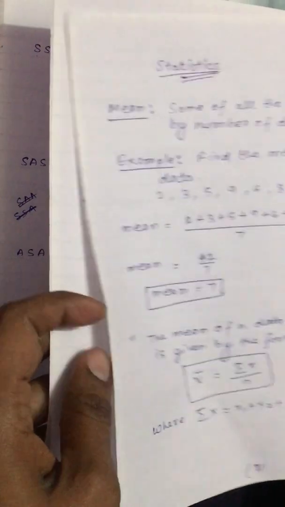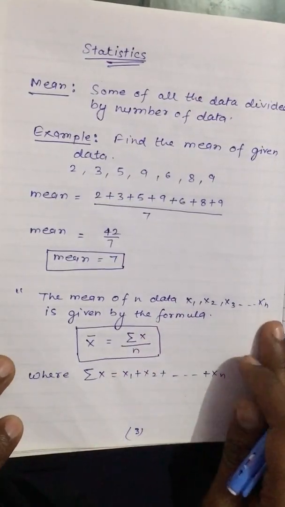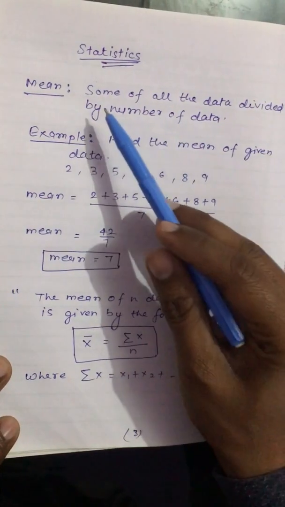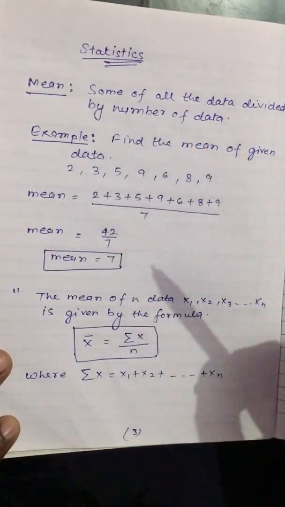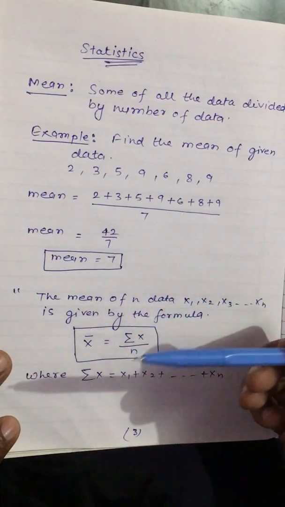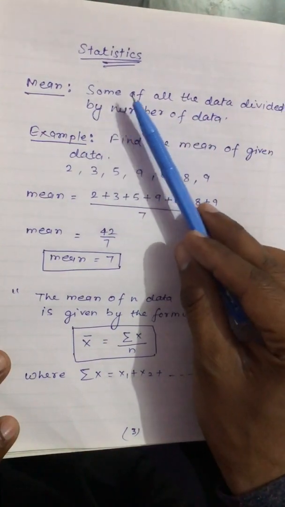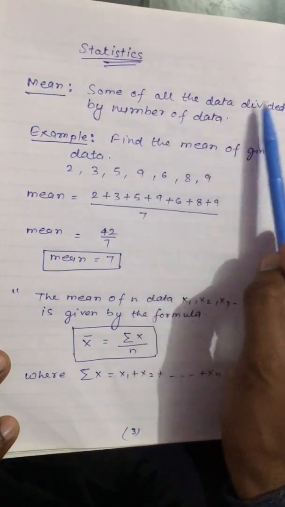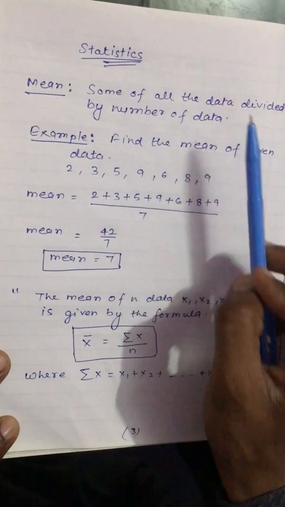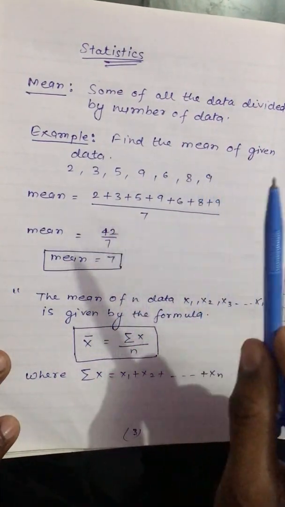Let's talk about statistics. The first thing that we're going to talk about is called mean. What is mean? Mean is also called arithmetic mean, or we also call it average. How to find mean? In simple words, I have written: sum of all the data divided by number of data. Understand? Sum of all the data divided by number of data.